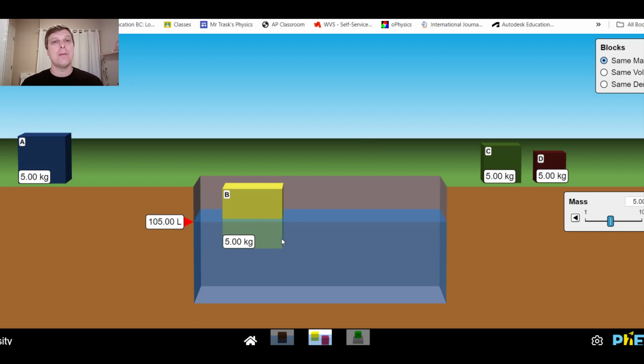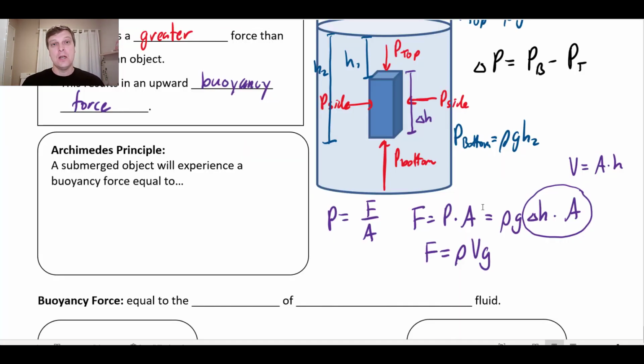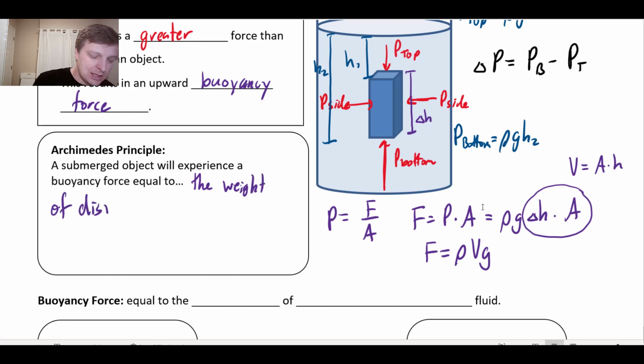And what you've noticed is it's going to displace a certain amount of the liquid. This is something that Archimedes noticed a long, long time ago: the block is just going to displace as much liquid as it needs to in order to counteract its own weight. So this follows something called the Archimedes Principle, which says a submerged object will experience a buoyancy force equal to the weight of displaced fluid.